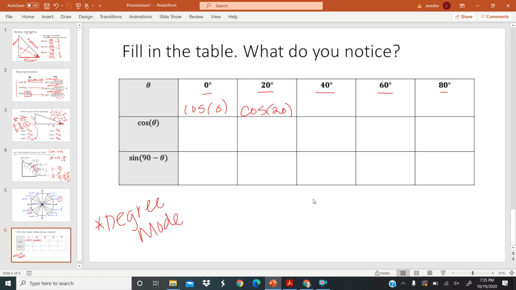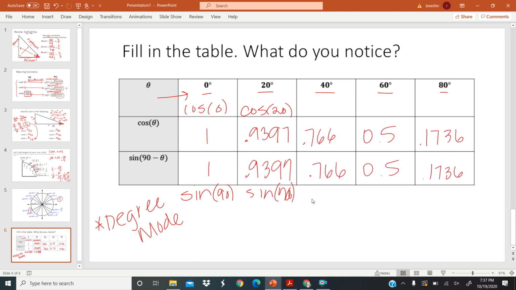And then for the bottom row, the sine of 90 minus theta, these are the theta values in this top row, so it would be like sine of 90 minus 0, which is just 90, or sine of 90 minus 20, which is 70, and so on. So that would be how you would type them in the calculator. I'm just going to pause here and go ahead and fill in the table so that you guys can see the relationship of what the values are.